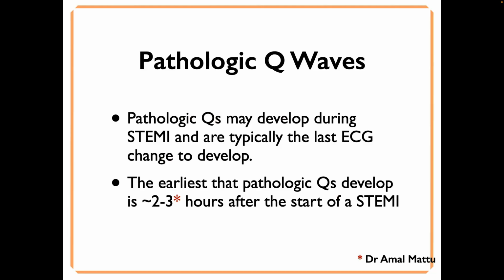Now I said that Q waves are only minimally useful to us, even though we're spending all this time talking about them. And here's the reason. Pathologic Qs, meaning great big Qs, don't always, but they may develop during a STEMI, and they typically are kind of the last thing to happen. So maybe we'll have hyperacute Ts, then maybe we'll have ST elevation, time goes by, a couple of hours, and then you start seeing these big Q waves develop. The earliest that pathologic Qs develop is 2 to 3 hours after the start of a STEMI.